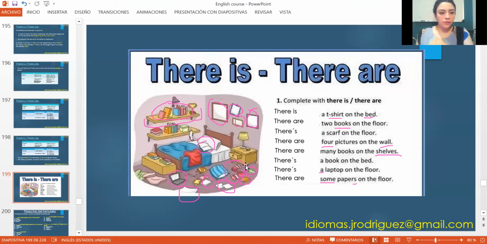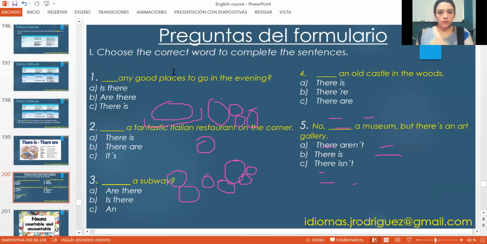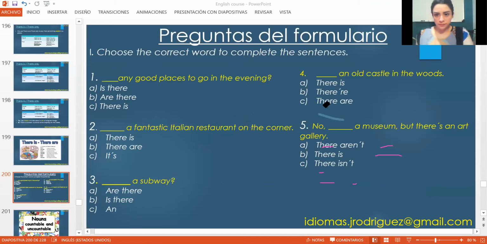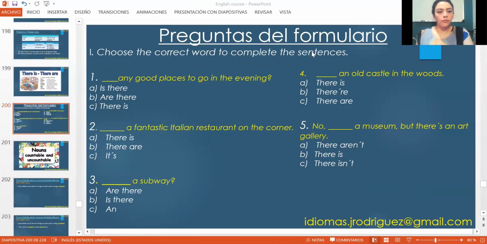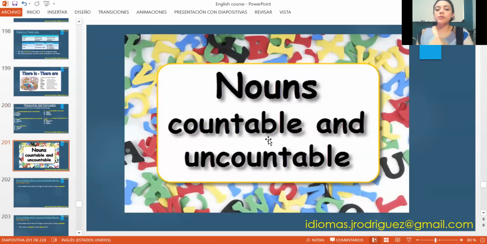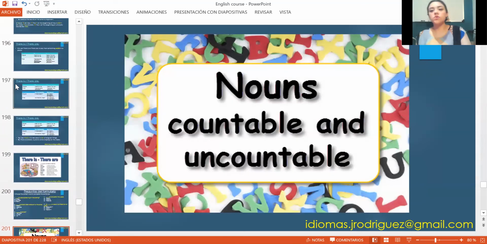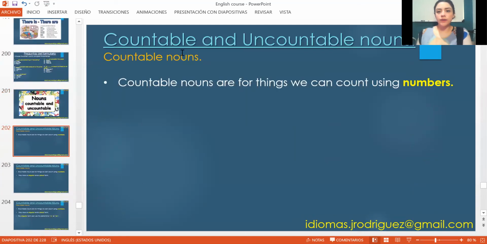Okay, let's continue. Let's erase this part. Okay, so our today's topic is nouns, countable and uncountable. ¿Ok? Sustantivos contables e incontables. We have just checked what is a noun. Ya checamos qué es un noun, qué es un sustantivo. Ahora vamos a ver cuáles son los contables y los incontables.